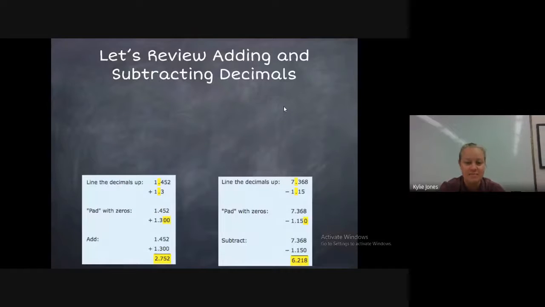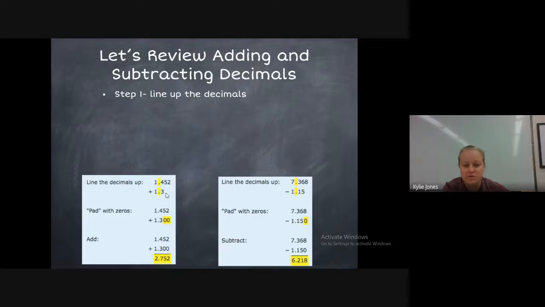So let's talk about adding and subtracting in general. If you want to take the notes, you can, but this PowerPoint is also up on Schoology, so you can always go back to it. The first step for adding and subtracting is always line up your decimals. That's the most important part. You have to make sure your ones are with your ones, the decimals are lined up and down, your tenths, your hundredths, everything needs to line up with the correct place values, or you're going to end up with the wrong answer.